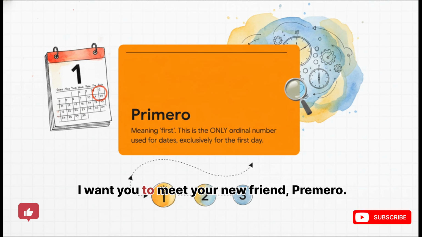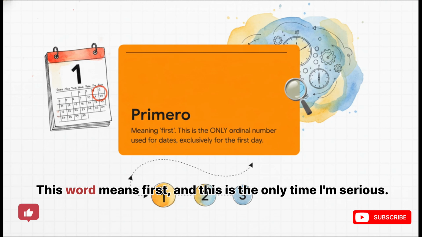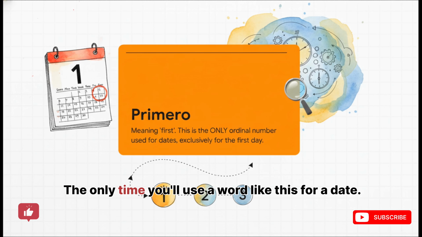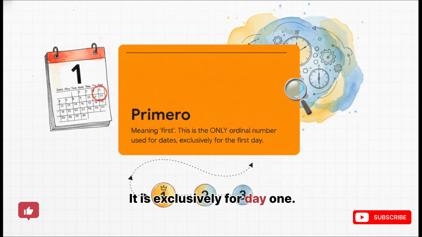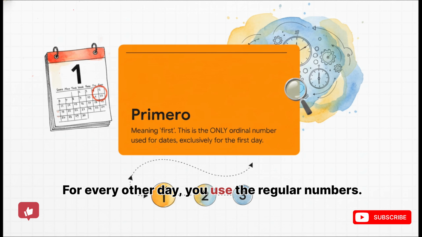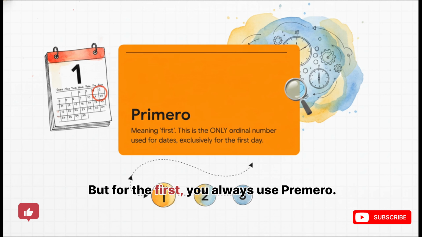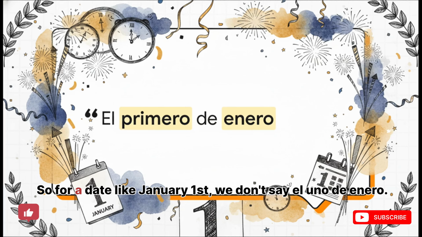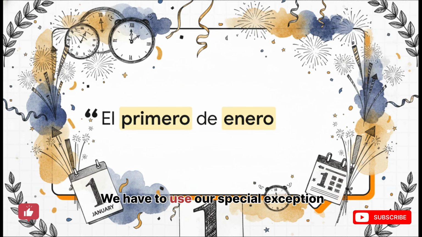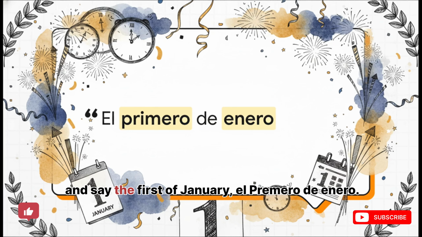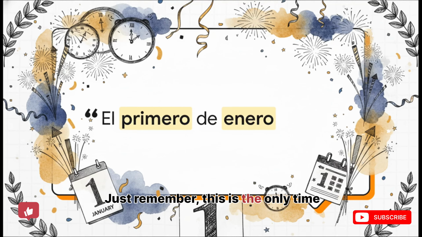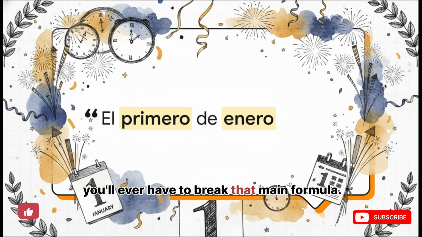I want you to meet your new friend, primero. This word means first, and this is the only time, I'm serious, the only time you'll use a word like this for a date. It is exclusively for day 1. For every other day, you use the regular numbers, but for the first, you always use primero. So for a date like January 1st, we don't say el uno de enero. We have to use our special exception and say the 1st of January, el primero de enero. Just remember, this is the only time you'll ever have to break that main formula.